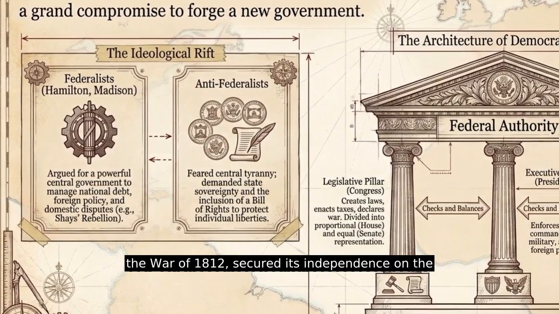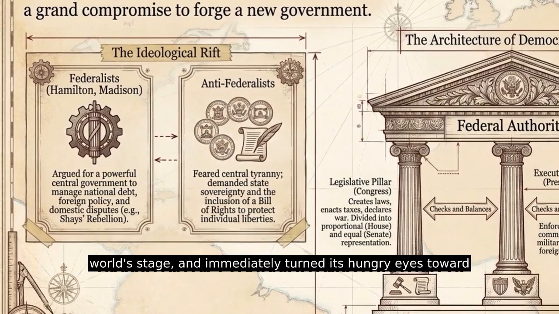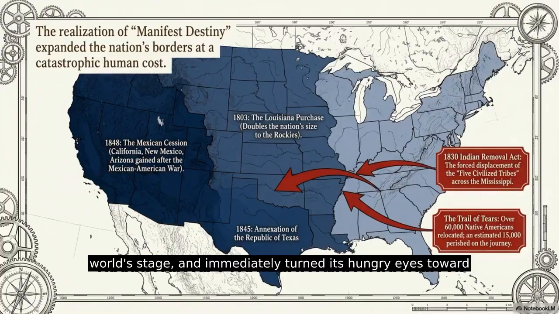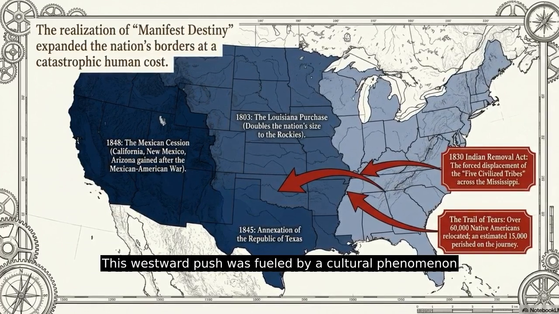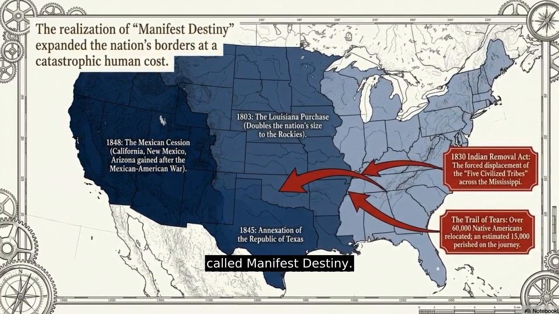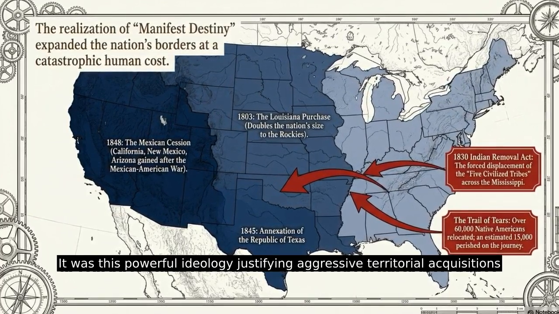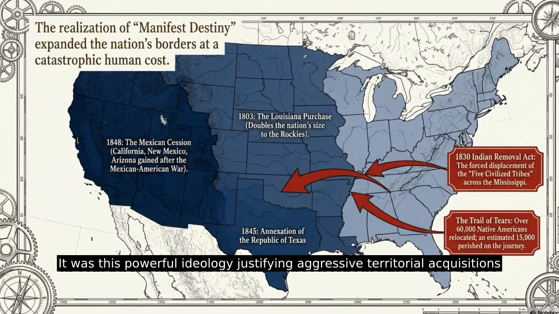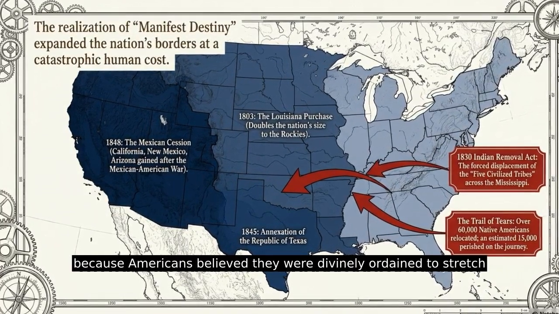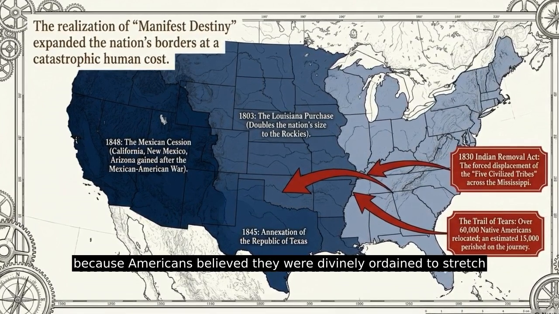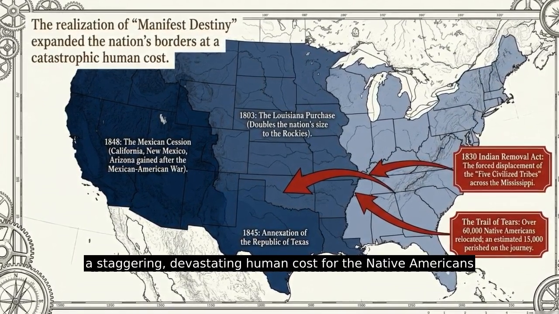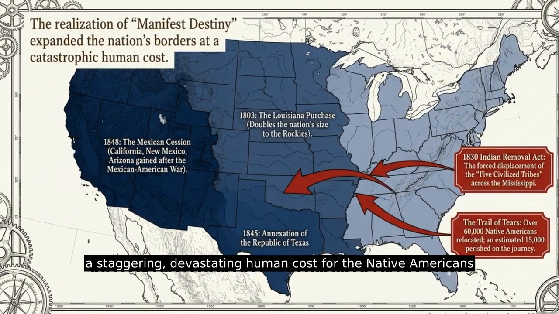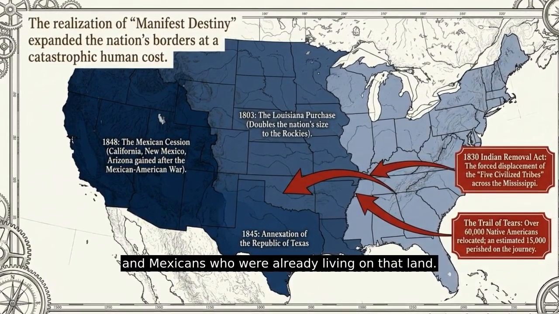had survived the War of 1812, secured its independence on the world stage, and immediately turned its hungry eyes toward the vast, untamed West. This westward push was fueled by a cultural phenomenon called manifest destiny. It was this powerful ideology justifying aggressive territorial acquisitions, because Americans believed they were divinely ordained to stretch from sea to shining sea. But as we know, this belief system came with a staggering, devastating human cost for the Native Americans and Mexicans who were already living on that land.